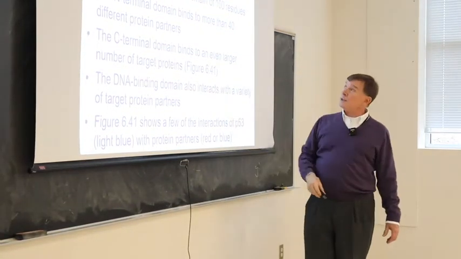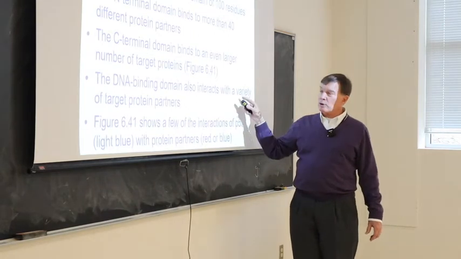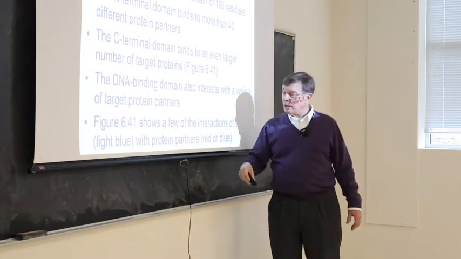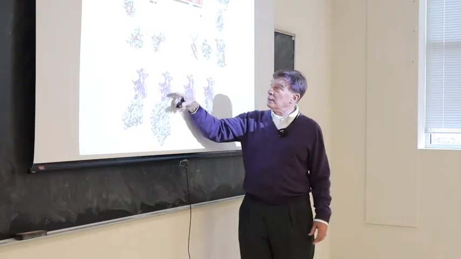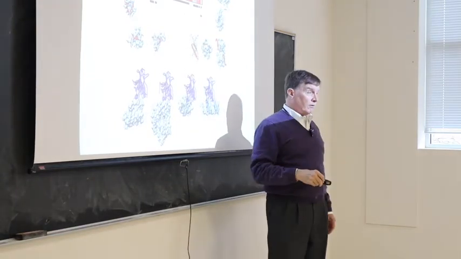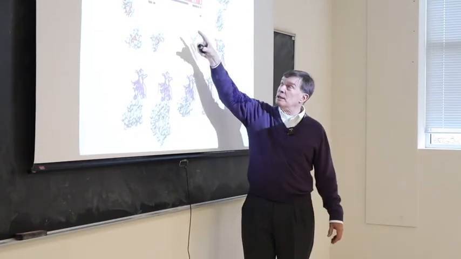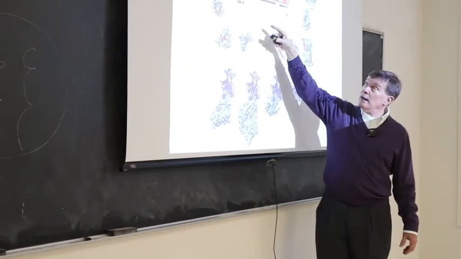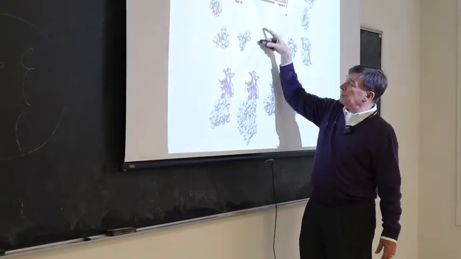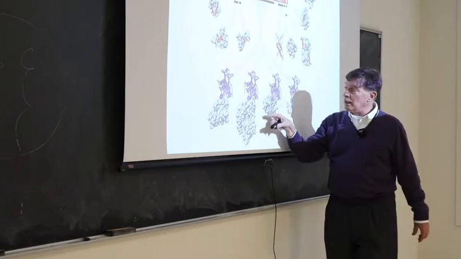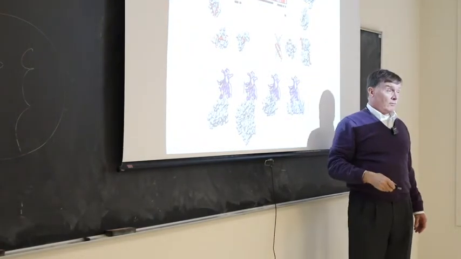And in the middle, there's a DNA binding domain of 200 residues. So the DNA binding domain also interacts with a lot of different targets, and this shows you in the blue ribbons and the red ribbons parts of p53 binding to target proteins all the way around. There's the sequence of the protein, and you can see here's the N-terminal domain binding to a whole bunch of stuff. Here's the DNA binding domain binding to a lot of different targets. Here's the C-terminal domain binding to all kinds of different things.